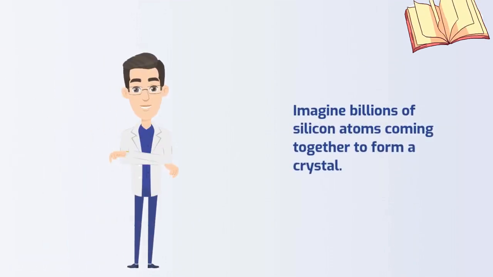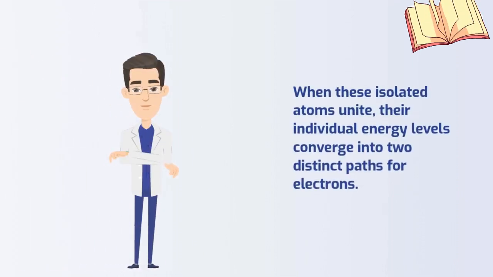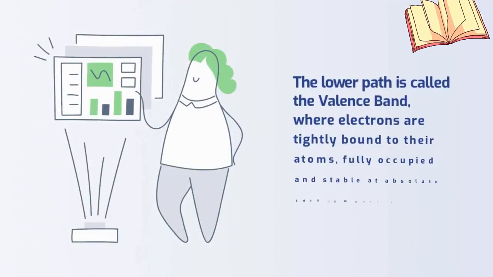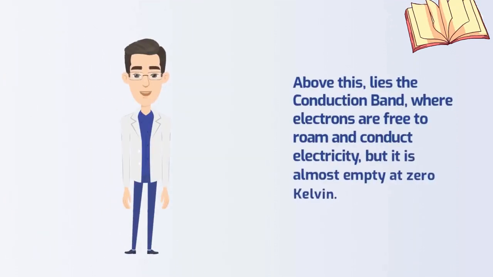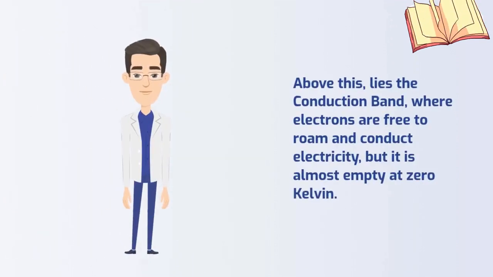Imagine billions of silicon atoms coming together to form a crystal. When these isolated atoms unite, their individual energy levels converge into two distinct paths for electrons. The lower path is called the valence band, where electrons are tightly bound to their atoms, fully occupied and stable at absolute zero temperature. Above this lies the conduction band, where electrons are free to roam and conduct electricity, but it is almost empty at 0 Kelvin.